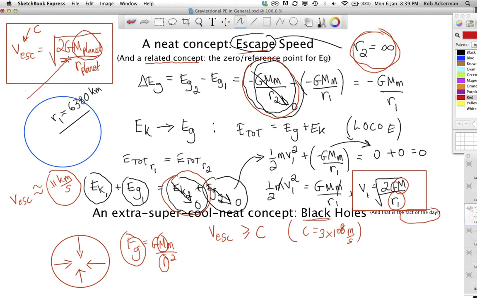So let's imagine a star that is, let's say, 5 times the mass of our sun. So what I'd like you to do is look up the mass of our sun, multiply it by 5, and sub that in here. And then I'd like you to solve for r. And what you'll be doing is calculating the distance from the center of this collapsed star at which the escape speed is equal to the speed of light.